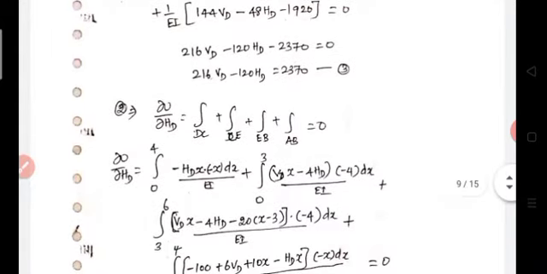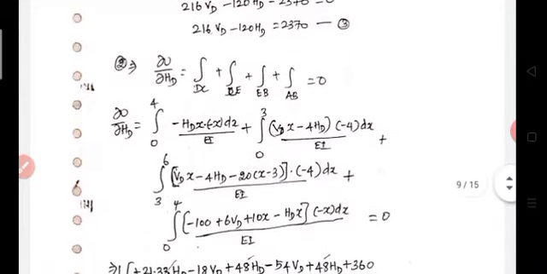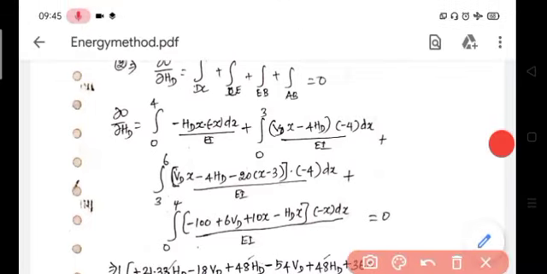Then the second equation is dou u by dou Hd is equal to... again the 4 portions, 4 segments: DC, CE, EB, then AB is equal to 0. For the first segment, again limit 0 to 4, the moment equation is equal to minus Hd into x, then dou mx by dou Hd is equal to minus x. So this term is mx, and this is dou mx by dou Hd, minus x.